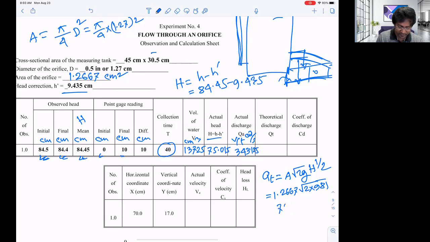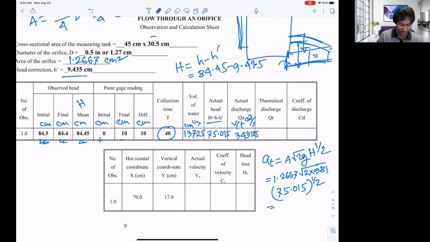We have 75.015 to the power half. Then if we just calculate this, it is 1.2667 into square root of 2 into 981, not 9.81, 981, since we multiply it with 100, and then out of this square root we have 75.015 to the power 0.5. So what we are getting here is 485.96.